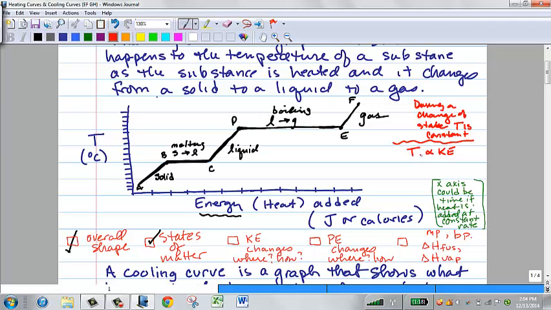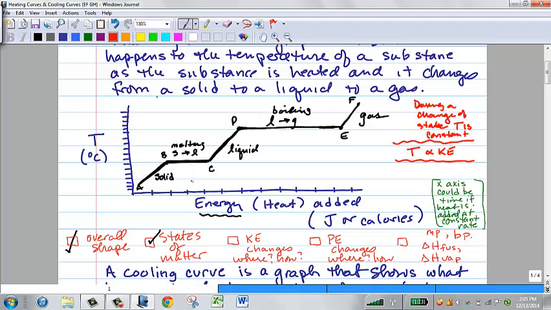Temperature is directly proportional to kinetic energy. When the temperature is constant, kinetic energy is constant. If I work backwards from that plateau, where the temperature is rising, the kinetic energy is rising. The molecules might be bumping into one another, but they're not really bonded.